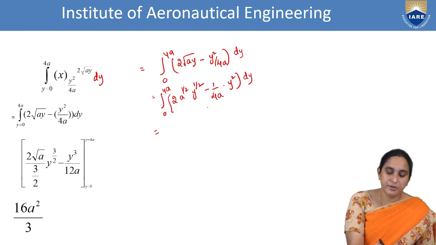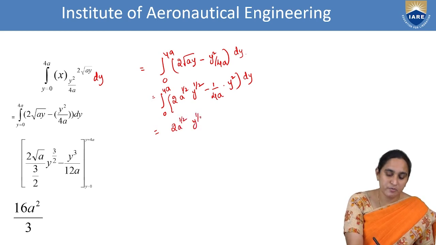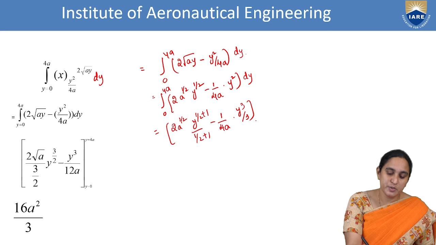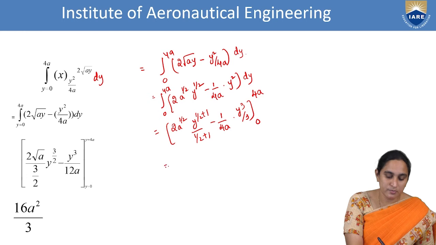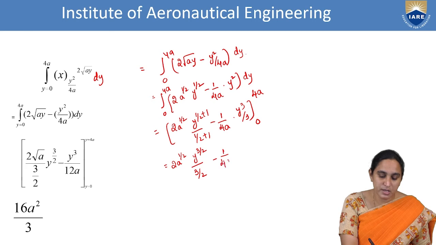From that, integrate with respect to y: 2a power 1 by 2 into y power 1 by 2, whose integration is y power 1 by 2 plus 1, over 1 by 2 plus 1, minus 1 by 4a into y square, whose integration is y cube by 3. The limit points are 0 to 4a. Therefore, 2 into a power 1 by 2, y power 3 by 2 by 3 by 2, minus 1 by 4a into y cube by 3.